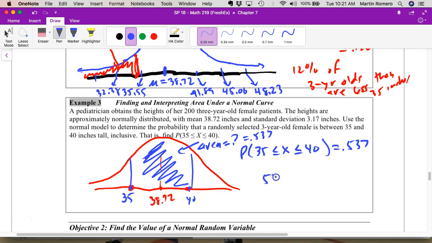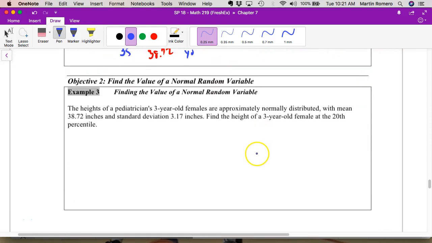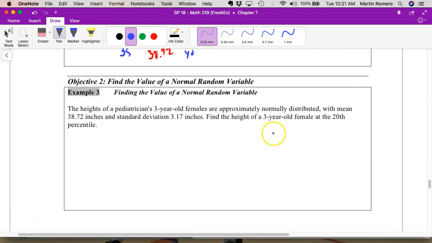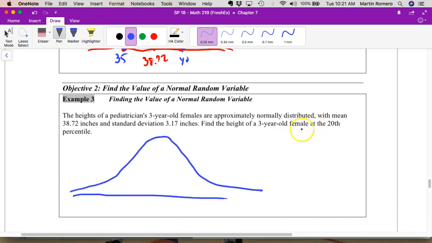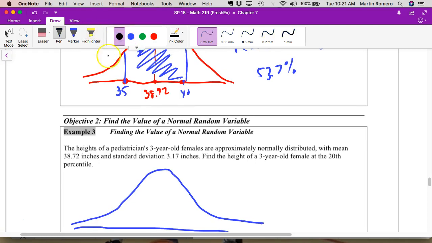So there's a 53.7% chance that a 3-year-old is between 35 and 40 inches inclusive. So we have that there. Okay, let's move on to the next one. The heights of, here we go. Same question again. So we have the same picture. In this case here, the question is being altered a little, so it's important to answer here.